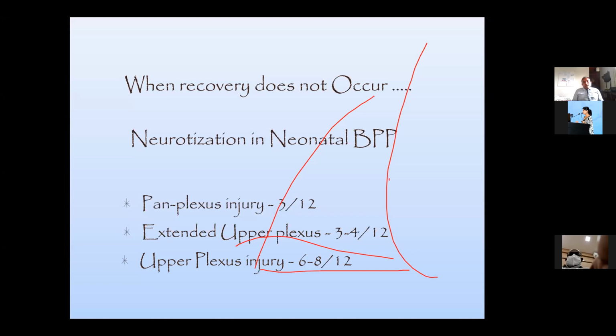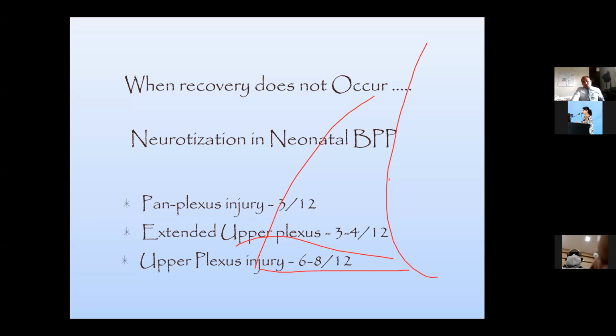And in extended upper plexus, we can wait for about 4 months for recovery, and upper plexus only. Initially, when I started doing the plexus surgery in Sri Lanka in 2014, the global thinking was we should go in by 3 months, 3 to 4 months even for the plexus. But now it has changed. Most of the surgeons wait for 6 to 8 months now and allow the spontaneous recovery to happen.